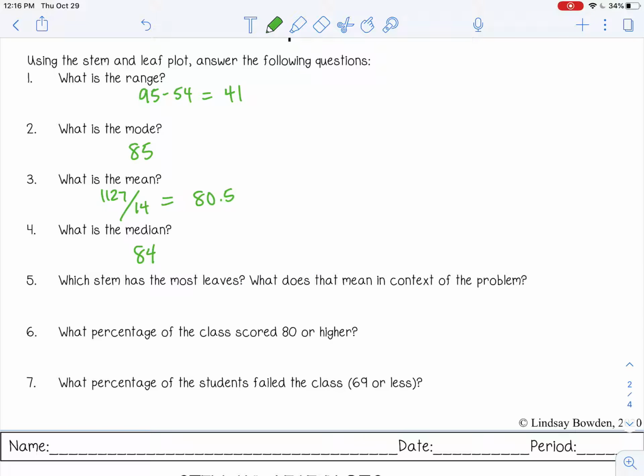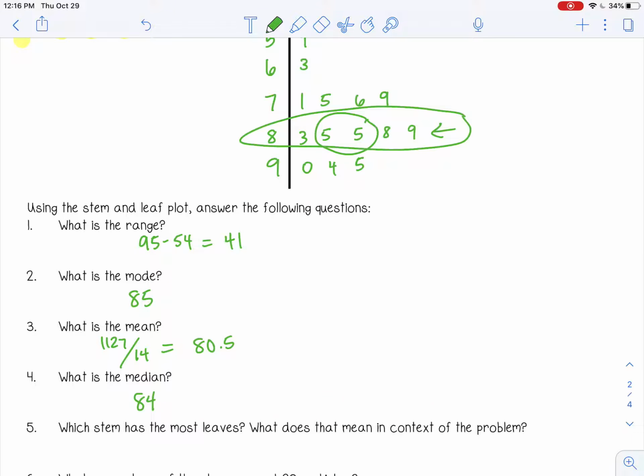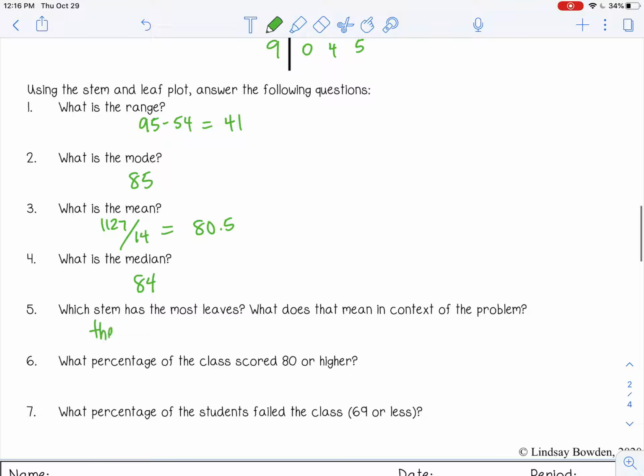All right, which stem has the most leaves, and what does that mean in the context of the problem? So we've already kind of talked about this, but this stem has the most leaves, the 8 stem. And that means that many students scored in the 80s, between 80 and 89.